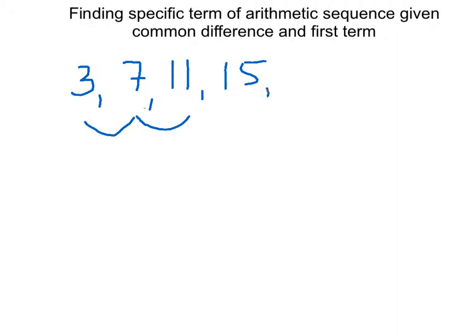So an arithmetic sequence is something like this. It's a list of numbers where you're basically adding the same thing to the last number to get the next term. So 3 plus 4 gives you 7, 7 plus 4 gives you 11, 11 plus 4 gives you 15, and it just goes on and on to infinity.